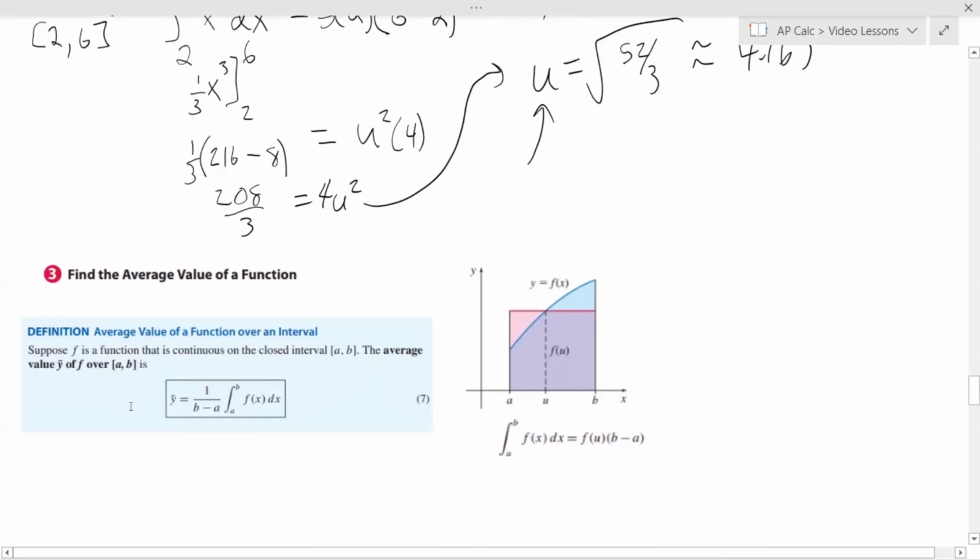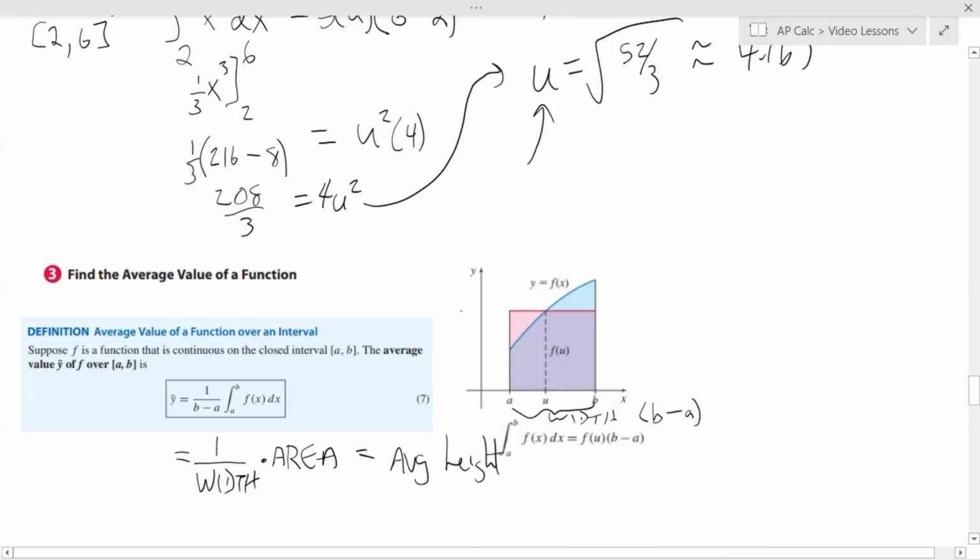So again, if the function is continuous on a closed interval, then the average value, y bar, of f over the interval is equal to 1 over b minus a times the definite integral. b minus a is the width of the full interval. So really, it's like you have 1 over width times the definite integral, which essentially represents the area. And if you divide area by width, you get average height.